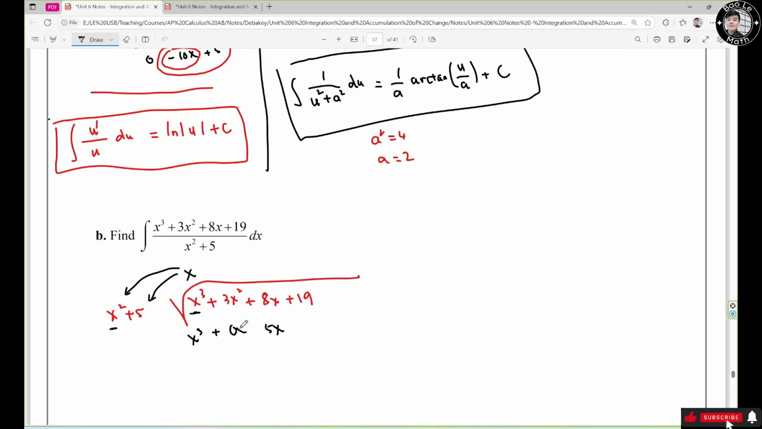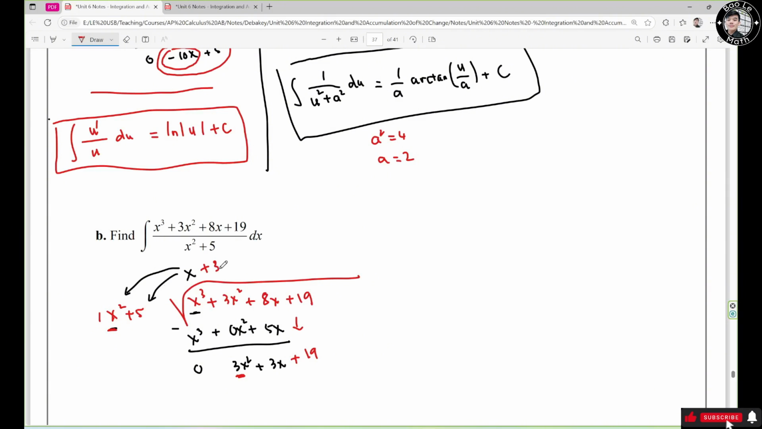I need to put 0x squared, so you need to line them up. Do subtraction, so this is going to be 0, this is going to be 3x squared, and 8 subtract 5 will be 3x. Now I need to bring 19 down, so plus 19. The leading term here divided by the leading term of the divisor: 3x squared divided by x squared is going to be 3, so plus 3.